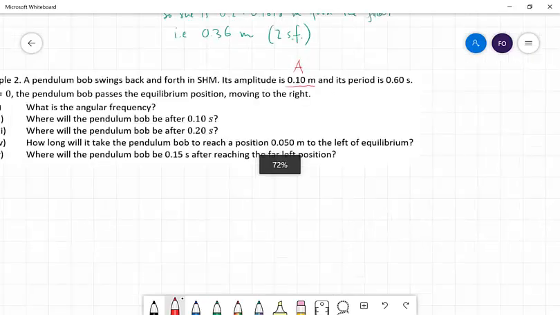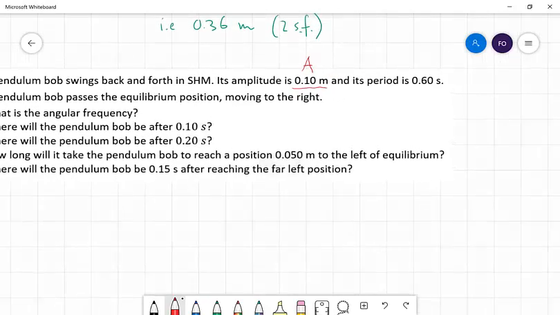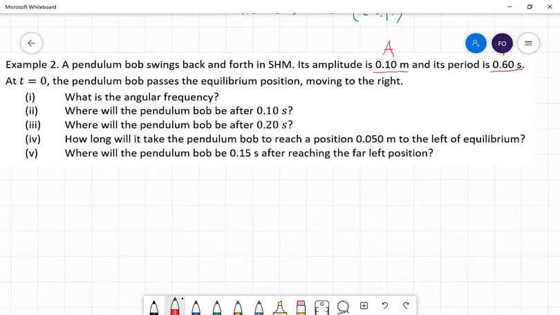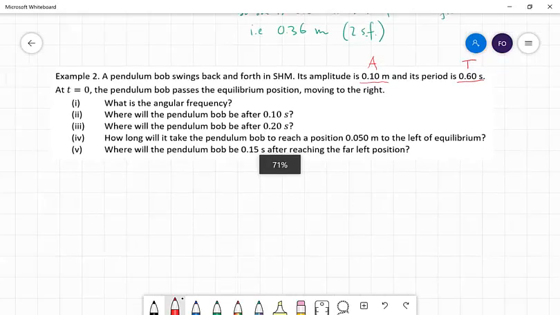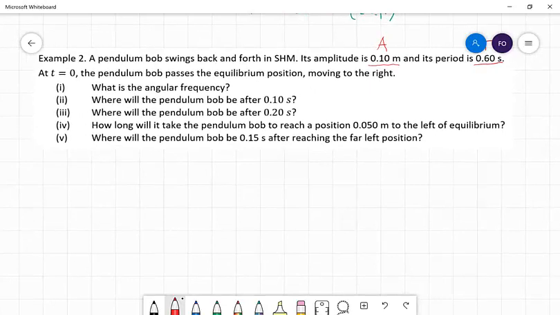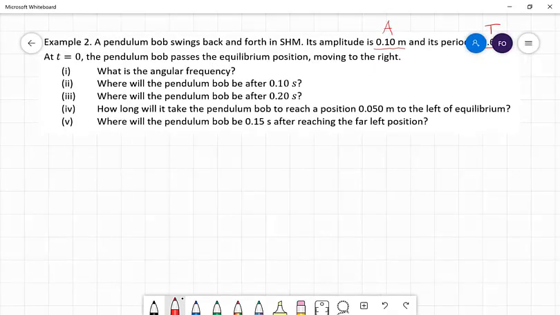I'll just zoom in a little bit more here. And its period is 0.6 seconds, so that's period, T. And at time equals 0, the pendulum bob passes the equilibrium position, moving to the right. So firstly, we're asked, what is the angular frequency of this motion?